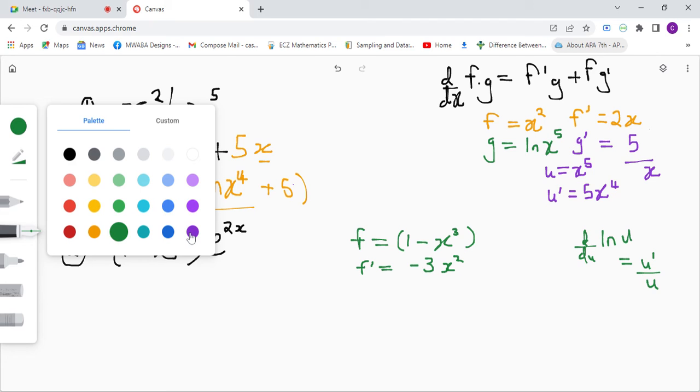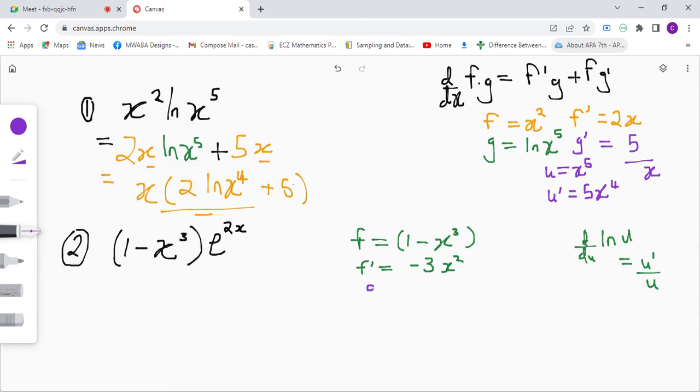We go on to our next one. G equals e to the power 2x, and then g prime is going to give us e to the power 2x multiplied by the derivative of 2x, which is 2. So g prime is 2e to the power 2x.